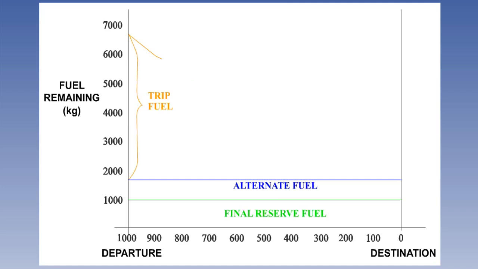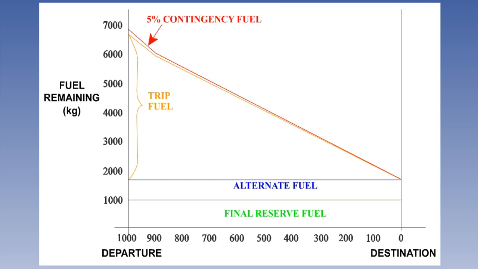In the example, fuel checks are taken every hour and the result is plotted on the graph. Extrapolation of the results will give the expected fuel on arrival at the destination. In this example, there will be sufficient fuel. The fuel remaining is more than the final reserve fuel and alternate fuel.